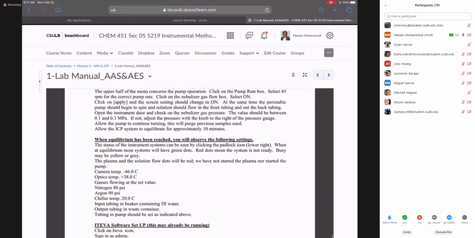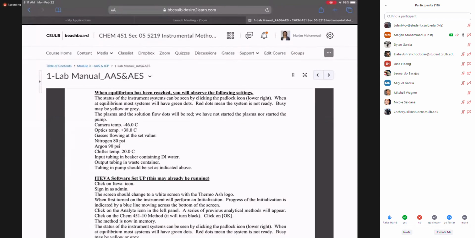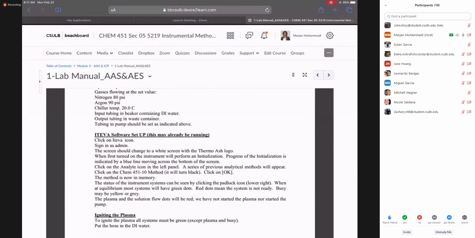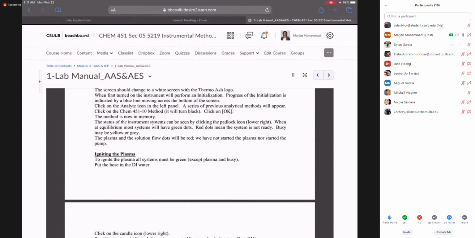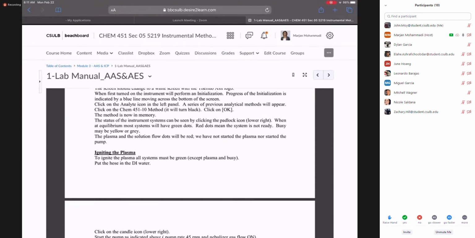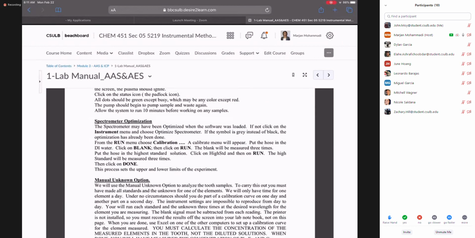Then after all this, and checking all parameters, for example the camera temperature and optic temperature, everything was set. Then it was time to ignite the plasma. Okay, then we could ignite the plasma. Everything is going to be done on the computer right there. Pretty easy and straightforward.